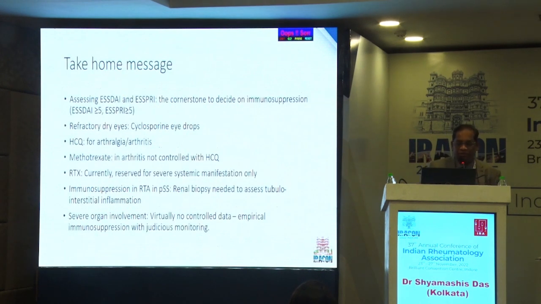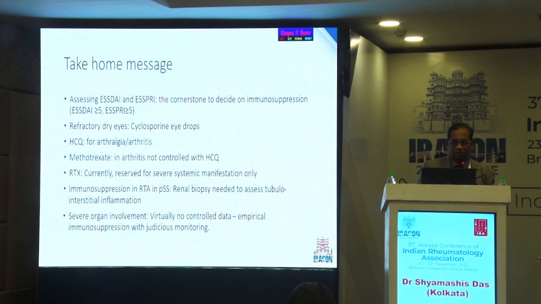Coming to the take-home message: assessing SDI and S3 is the cornerstone to design immunosuppression. For refractory dry eyes, cyclosporine can be used. For arthralgia and arthritis, you can try hydroxychloroquine, and methotrexate if they do not get control with hydroxychloroquine. Rituximab is currently reserved for severe systemic manifestations only.